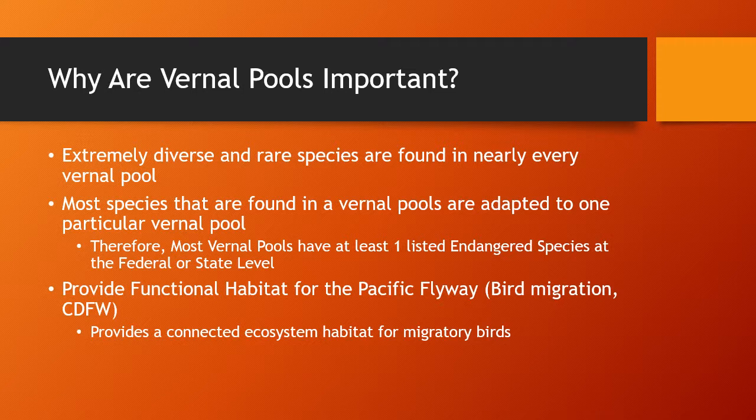Another critical function of a vernal pool is that it provides habitat for the Pacific flyway. The Pacific flyway is the route of migratory birds coming down from Canada, Washington, and Oregon through California and down into Mexico for the winter. This provides a connected ecosystem for the migratory birds that provides shelter, food, and functional habitat for them.